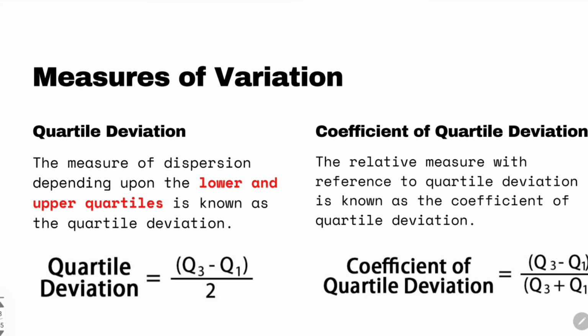Same way, quartile deviation is a measure of dispersion depending upon the lower and upper quartiles. When we spoke about range, we checked the lower and upper values, right? Same way, for quartile deviation we take the difference between the upper quartile and the lower quartile. And the coefficient of quartile deviation is the relative measure with respect to the quartile deviation.